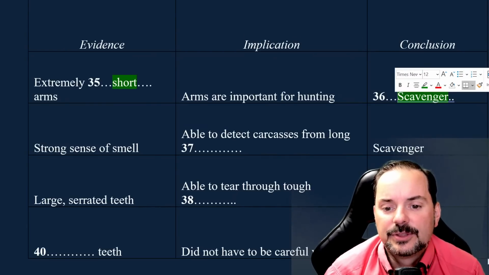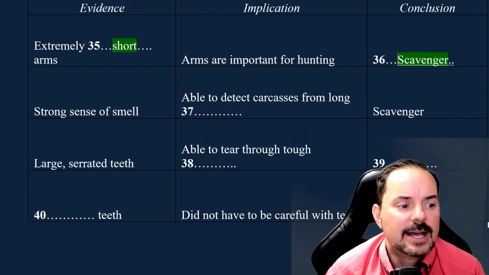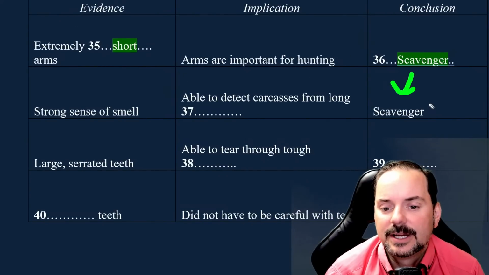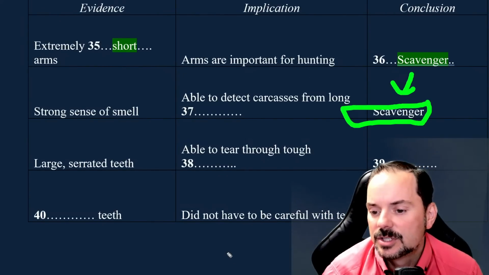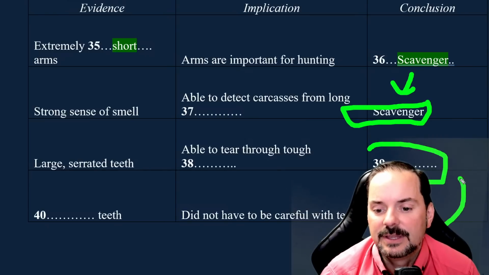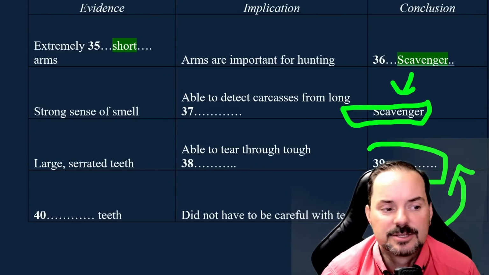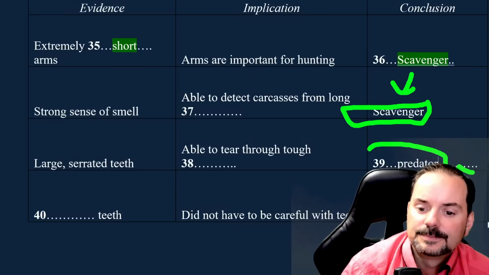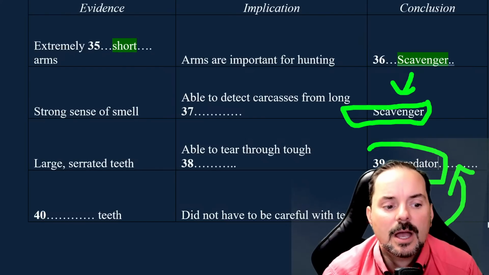Now, don't get 36 wrong because you have the answer right below it, right there. Okay, you just need to copy it. Same thing for 39. You have the answer right below it. You just have to realize that it's predator. So 39 is predator. Okay. So don't get it wrong.